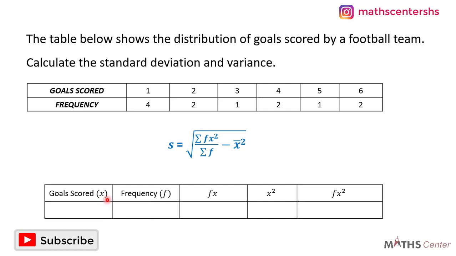So we are going to draw a 5-column table. We will have the goals scored in one column, that will be for the x values, and then the frequencies in one column, that will be for the f values. We need the mean, and so we will have a column for fx because the mean will be equal to sigma fx divided by sigma f. From the formula, we can see that we need x squared, so I'll have a column for x squared. And then we need sigma fx squared, and so I'll have a column for fx squared. Let's fill the table up.